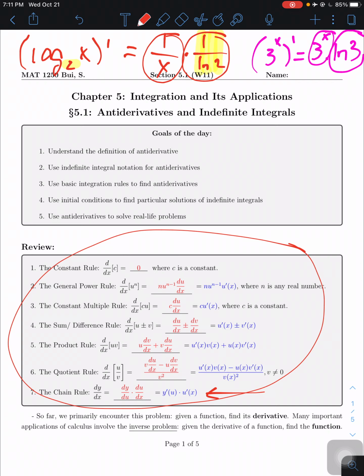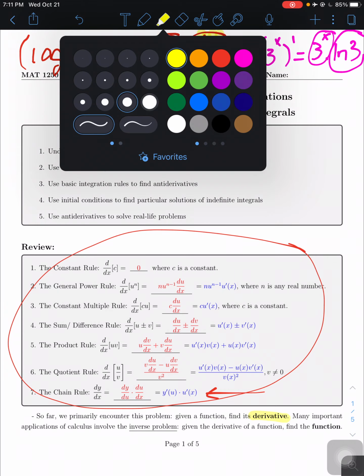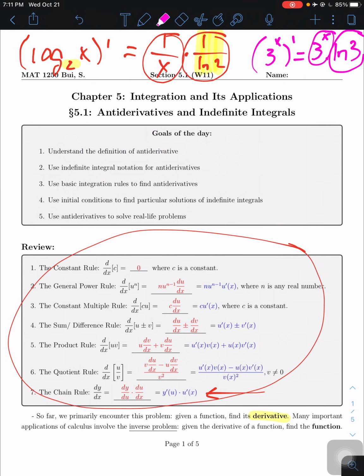Okay, so far we primarily encountered this problem: given a function, find its derivative, right? So this is what we have had to find so far. But for chapter 5 and so on, we're going to have to do the reverse version of it. Many important applications of calculus involve the inverse problem. What does it mean? It means they're going to give us the derivative of the function, and our job is to find the original function.